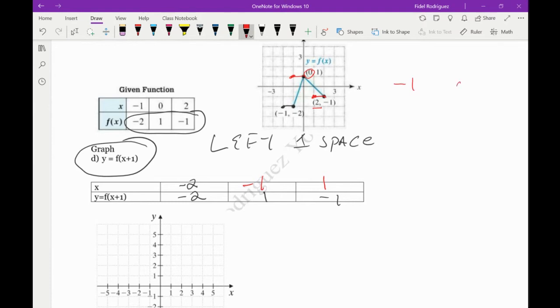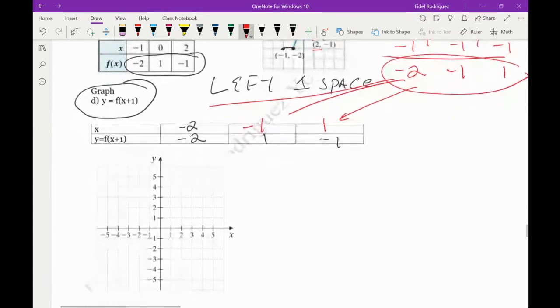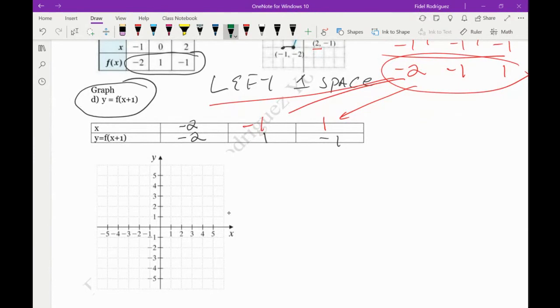So really what I've done is from my original x values, -1, 0, and 2, I subtracted 1 from each of them. So that gave me a -2, a -1, and a +1. And those are the numbers that I'm now using right there, right? And so again, I'll plot those points one more time. So -2 and -2 is down here. -1 and 1 is up there. And 1 and -1 is right over here. Oops. Fix that. And again, there's my graph.